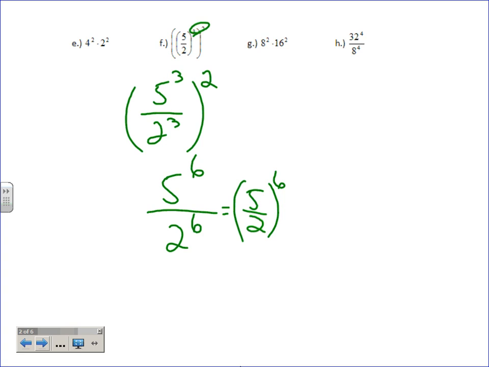Now, are my bases the same in letter G? Is it quick to get the bases the same? Or is that going to take some work? Okay, what base can I get to? I can get to, well, no, we're going down, so 2 is the base. A lot of people think you can get to a base of 8. But remember, 8 squared is not 16. All right? So you can get to a base of 2.